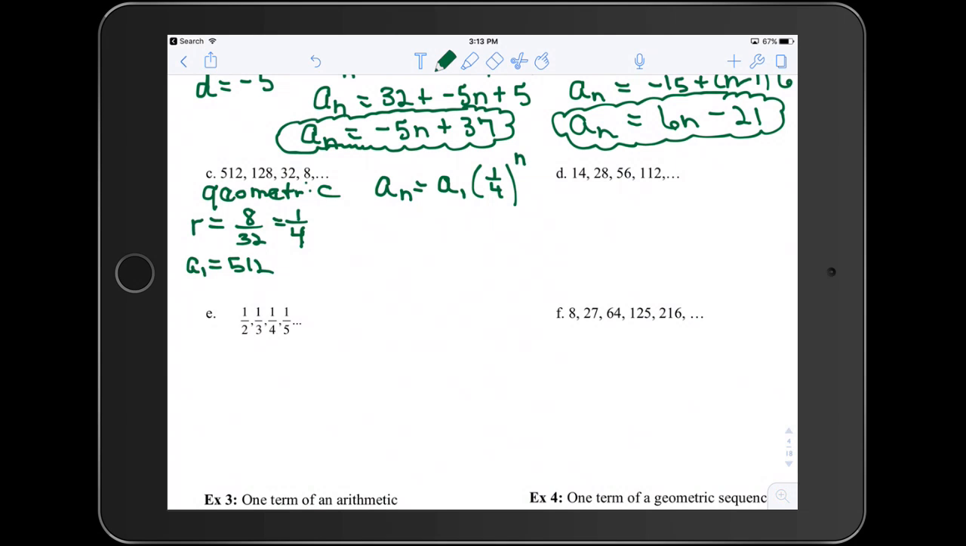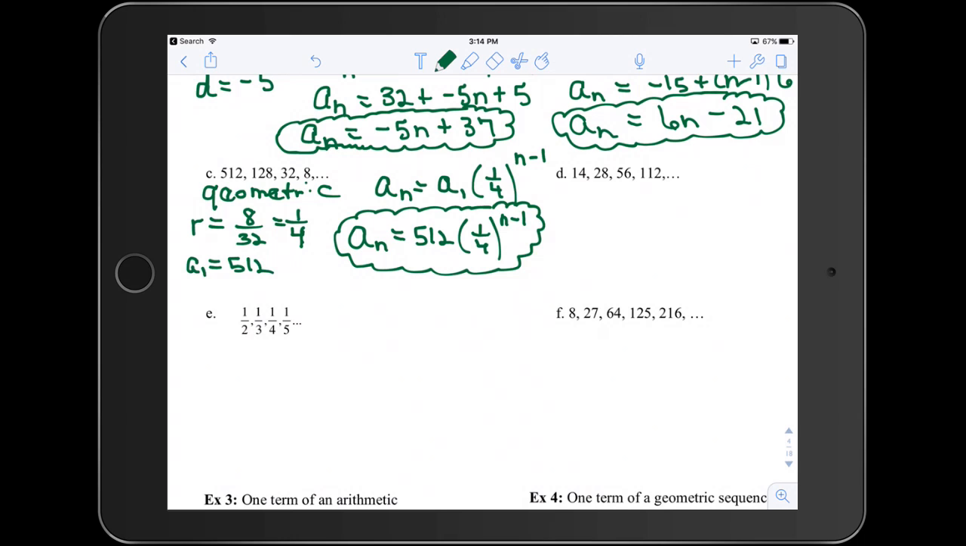And then again, instead of just n, it's n minus 1. So the explicit rule is going to be as simple as going, hey, there's my initial value 512, I have a growth factor of 1/4 because we're dividing each time by 4, and you leave the n minus 1 because that is going to be what you put in to find whatever value you want along that sequence. So again, if you want to find the 1000th term of this sequence, you put 1000 in for n, and then you get out the value.